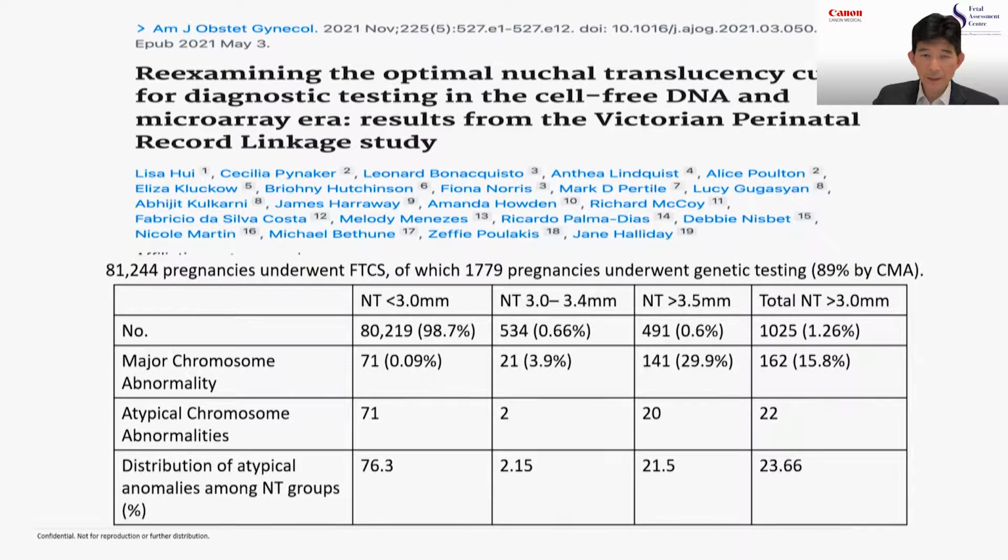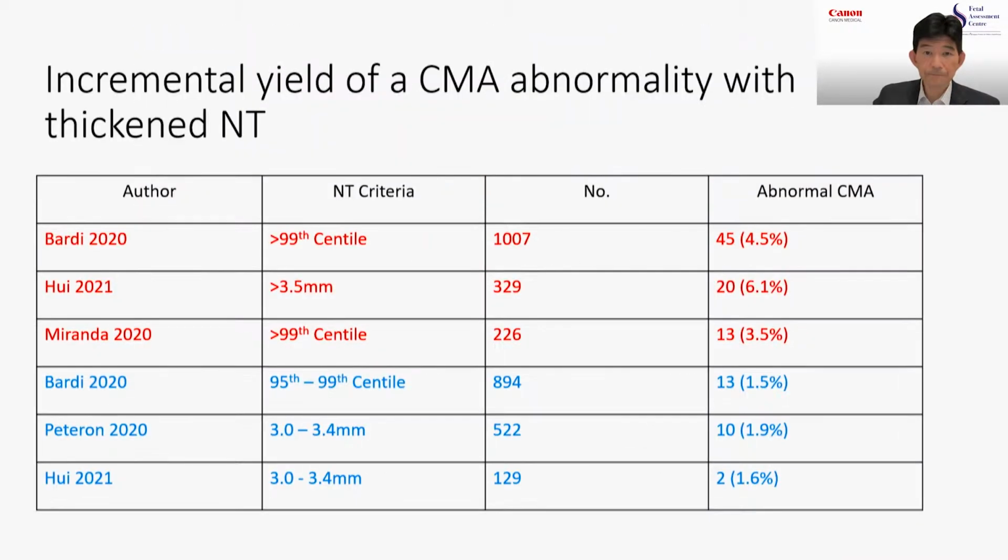So I would certainly consider sticking with a 3.5 millimeter cutoff for the time being, although there are many papers which show that you might want to consider 3.0. What is the incremental yield of a chromosome microdeletion with a thickened nuchal? Again, here I would suggest that you use a cutoff of either 3.5 or more than the 99th centile. You're going to get an incremental yield of approximately 4%. If you use a cutoff of 3 millimeters to 3.4 millimeters, you're getting an extra 1%. Therefore, I'm sticking to the 3.5 millimeter cutoff, and I can say with confidence that the incremental yield in an isolated nuchal thickness of 3.5 will be about 4%.